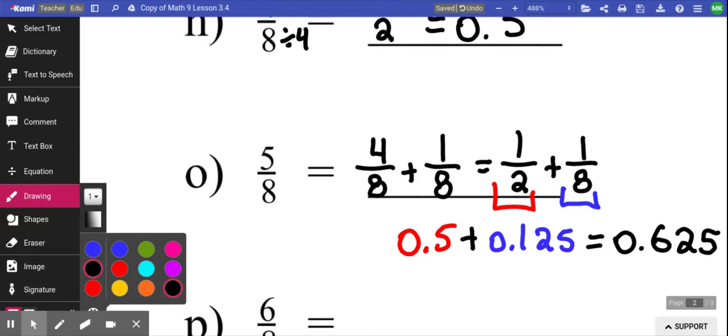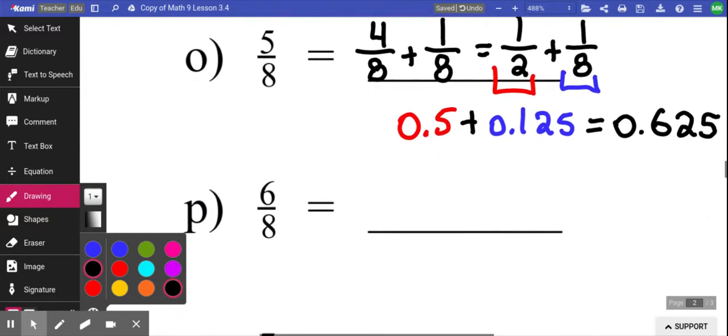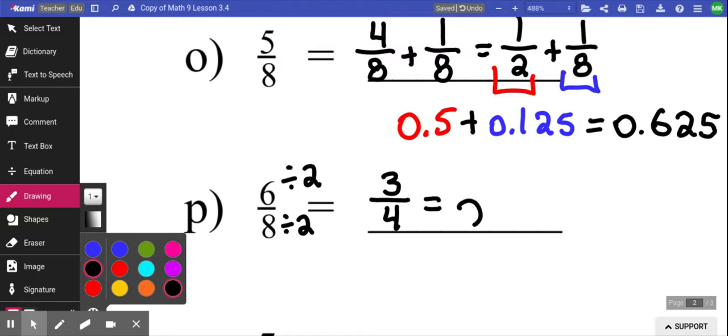6/8. 6/8 can reduce. 6 and 8 can both be divided by what number? 2. You divide both of them by 2, it becomes 3/4. 3/4 is one that we do know how to do. It's 0.75.